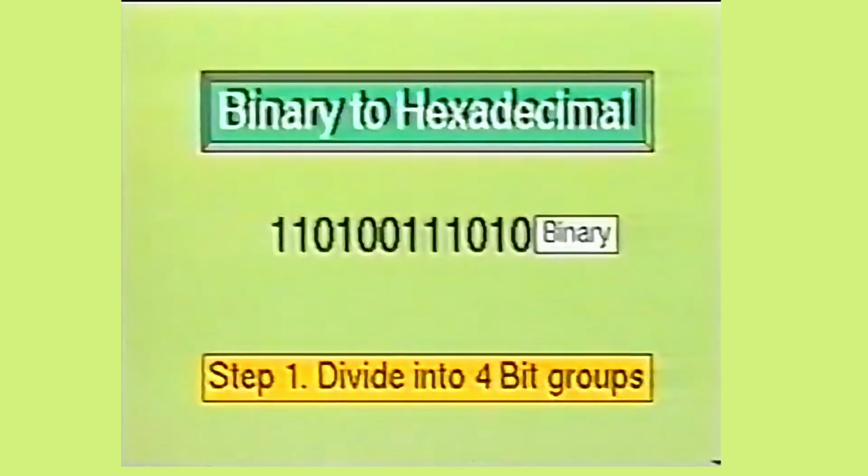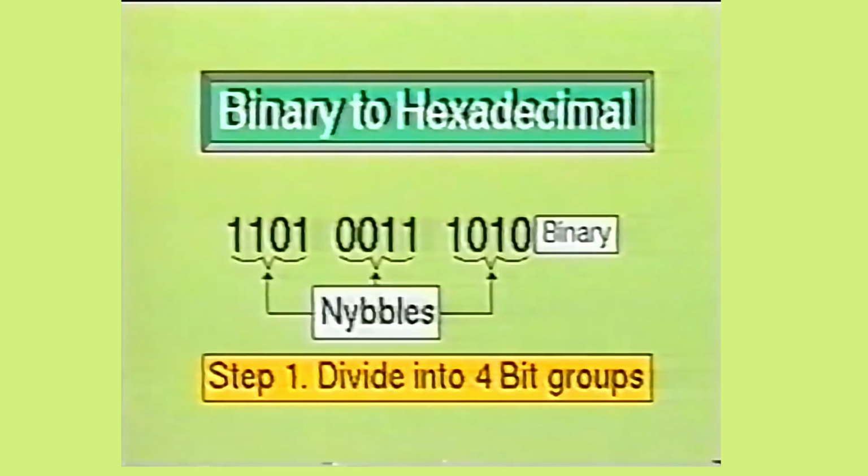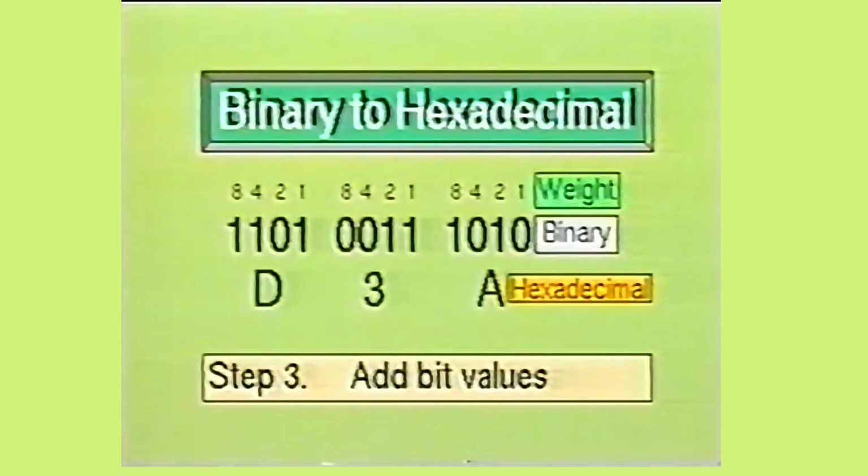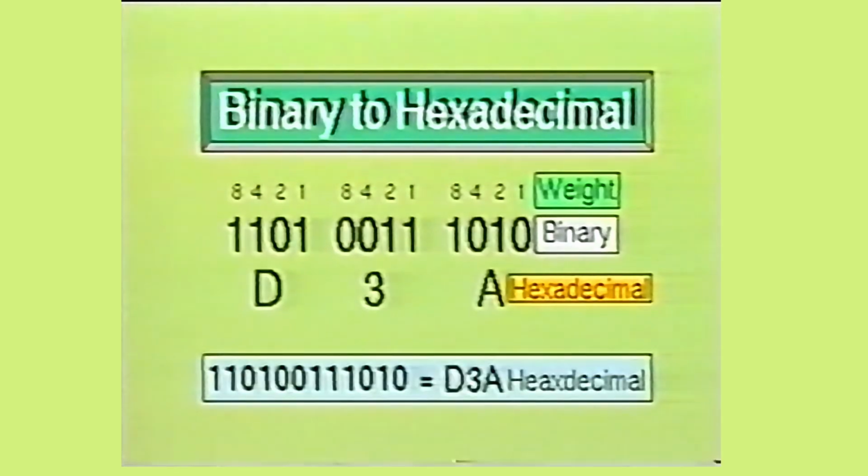To write a binary number in hexadecimal notation, you must first divide the binary number into groups of 4 bits, or nibbles. Each nibble can then be represented by a single hexadecimal character. Next, we assign weight values for each of the 4-bit groups. Then we simply add all the weight values which contain a 1 in each 4-bit group and assign the appropriate hexadecimal character. As you can see, the binary notation 110100111010 may be represented by the hexadecimal notation D3A.